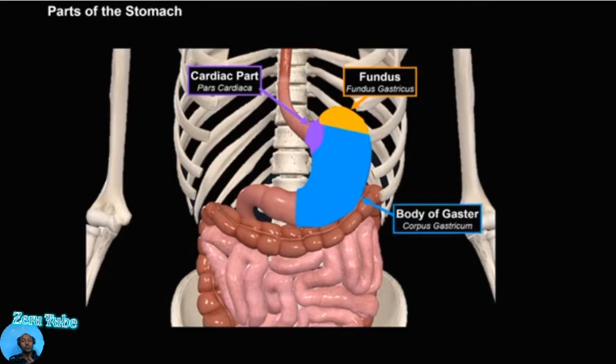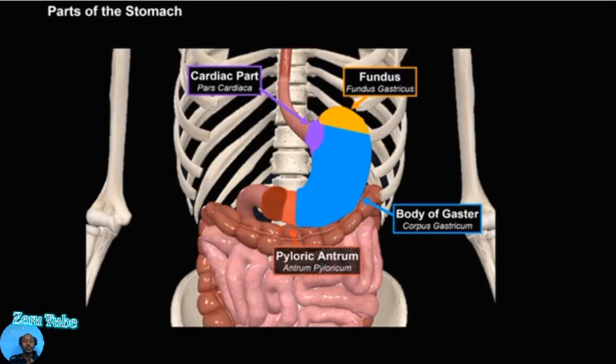The smallest part of the stomach is the cardiac part. The fundus is the most superior, and the largest part of the stomach is the body. And the fourth part of the stomach is the pyloric part. The pyloric part can be further divided into two.